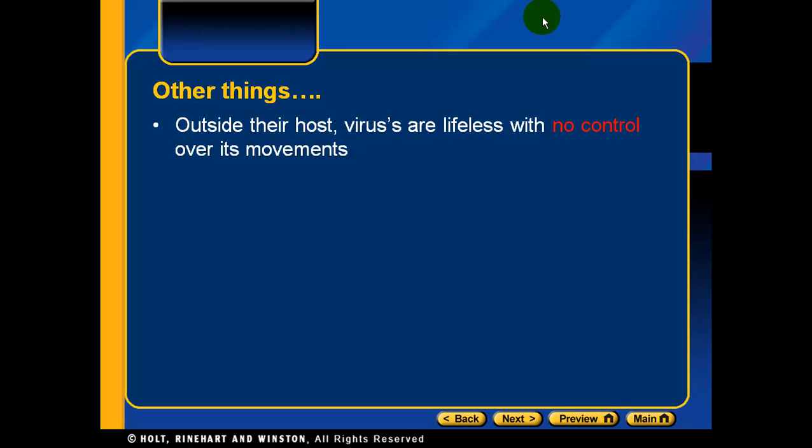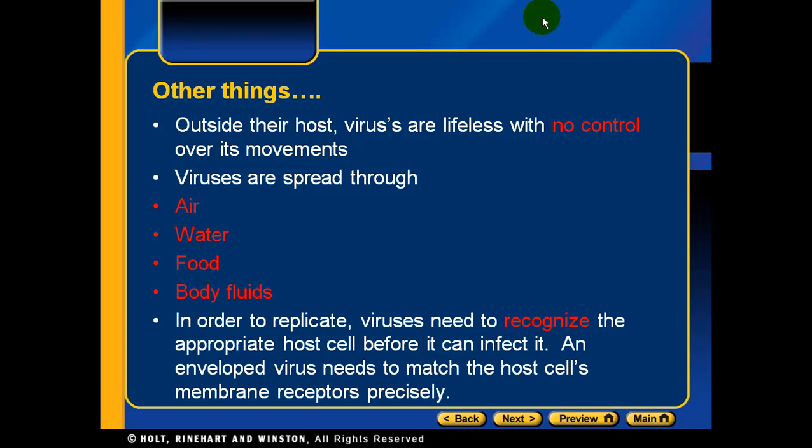Other things to know. Outside their host, viruses are lifeless. They have no control over their movements. Viruses can be spread through many things. Spread through the air, water, food, and bodily fluids. In order to replicate, viruses need to recognize their host cell before they can infect it. An enveloped virus needs to match the host cell's membrane receptors precisely. Otherwise, it can't get in.